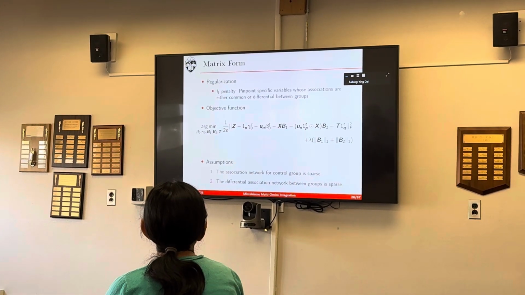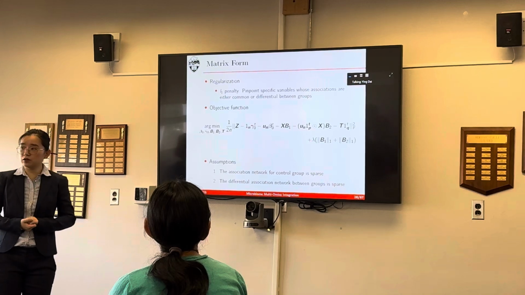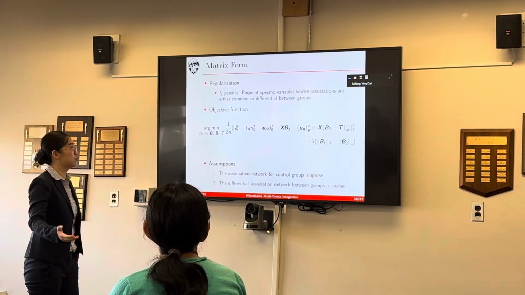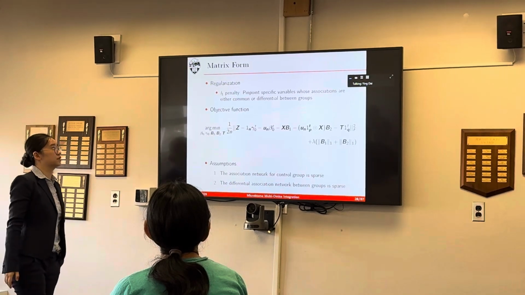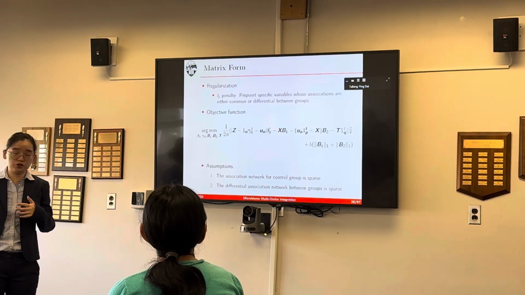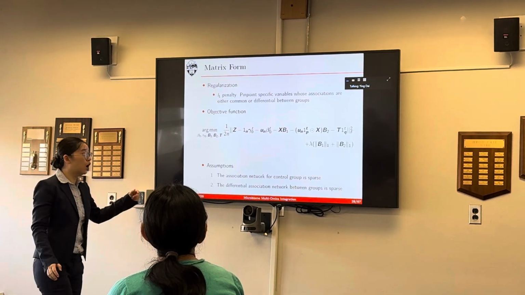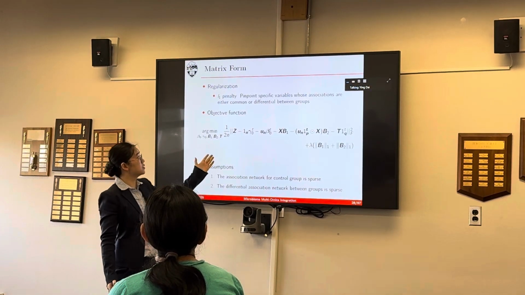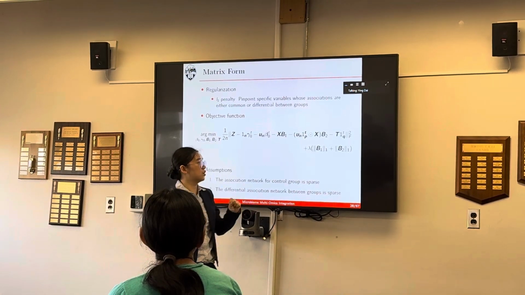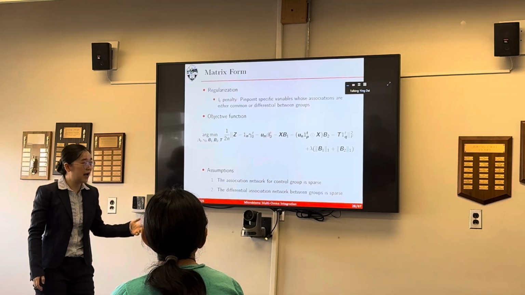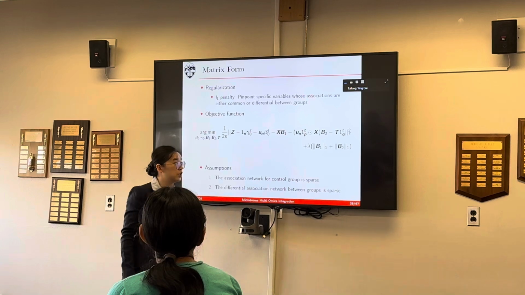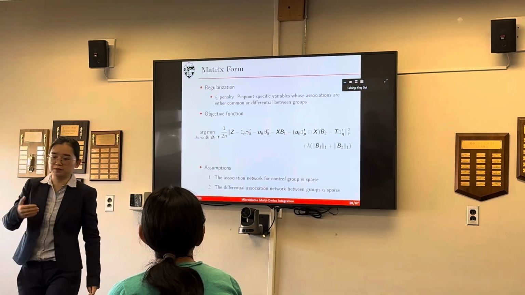The penalty that we are choosing here is the L1 penalty, which is a well-known sparsity-inducing penalty. It could pinpoint the specific variables whose associations are either common or differential between groups. So commonly, we come up with the following objective function, with assumptions that the control group has a sparse pattern, and the differential association also has a sparse pattern.